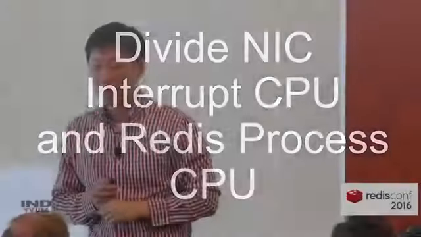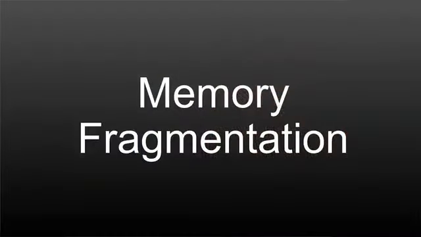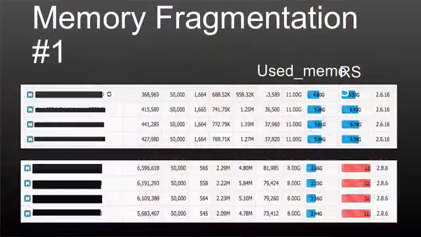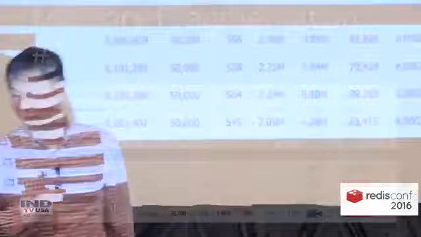Second, memory fragmentation. This is the actual memory usage of Kakao 3. Maybe, I'm sorry, you guys can't see these things. It is 4.6 GB used memory, and there is 5.3 GB of RSS. I think it is not bad.